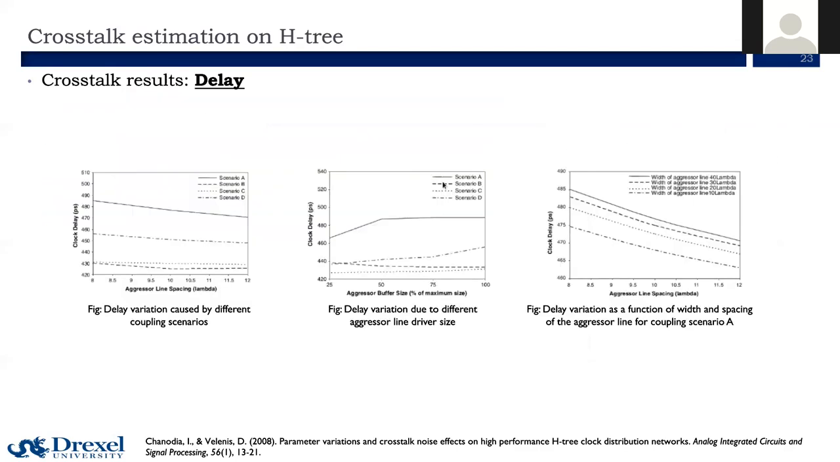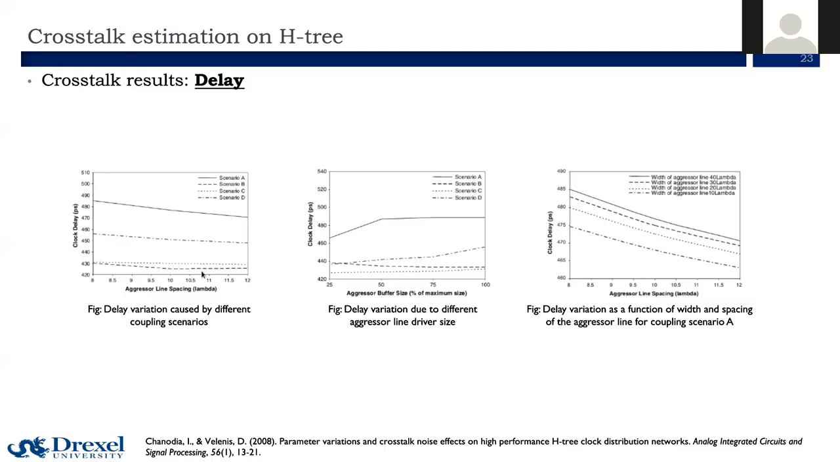In terms of delay, we can see that as we decrease the space between the aggressor line, the delay in each scenario increases. It is interesting to see that the delay in scenarios A, B, and C increases more or less uniformly, but then in scenario D, there is a significant rise.